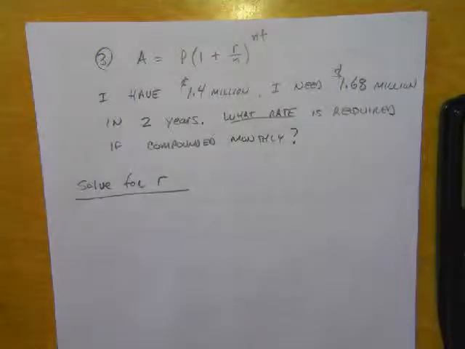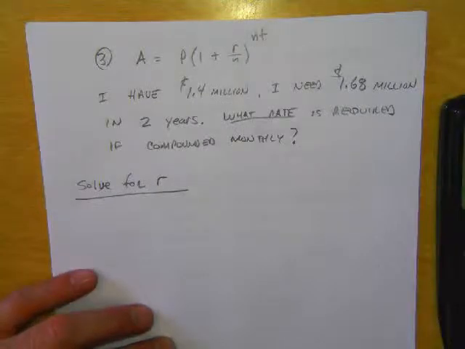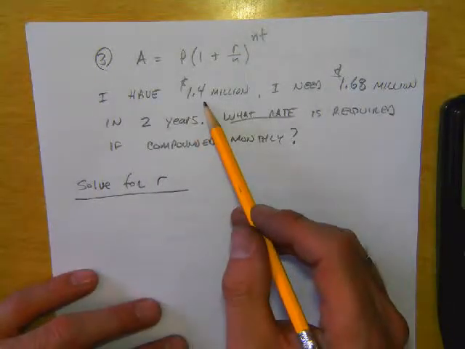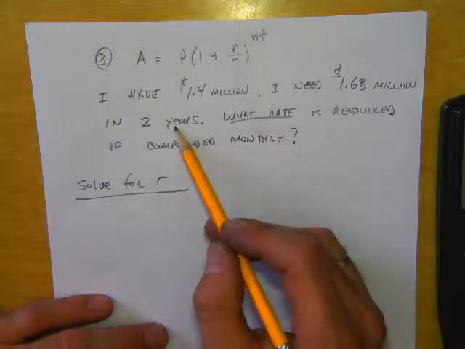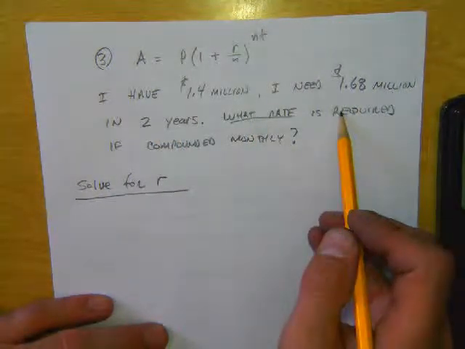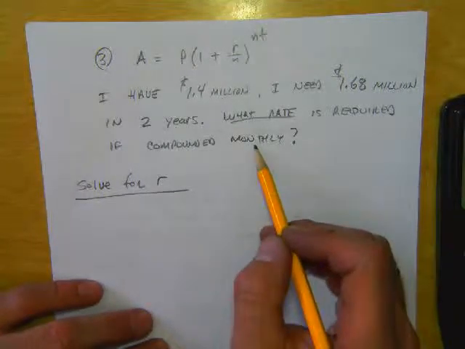And this next one, imagine you're maybe a pro sports figure, a basketball player, football player, something like that, or a golfer, and you have $1.4 million and you need $1.68 million in 2 years. What rate is required if you can find some instrument where it compounds monthly?